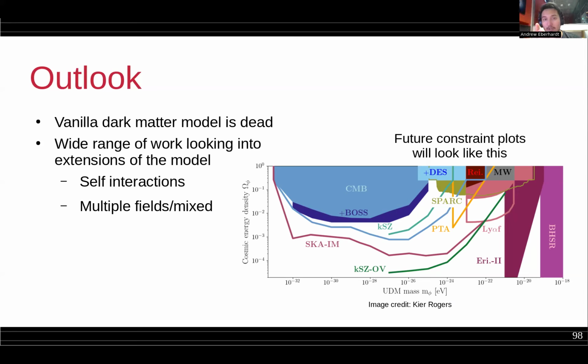And so this constraint plot is from Keir Rogers. Actually, the field owes Keir quite the debt of gratitude, because this constraint plot has been one of the best ones since the last major review was out. And really, I think it's very forward-looking into how this field is going to develop. So you should be on the lookout for constraint plots more like this, and less like the ones I've shown you today, which are just, you know, as a function of the mass.